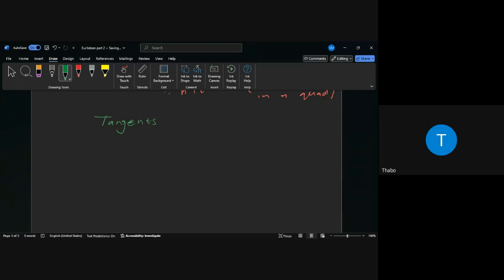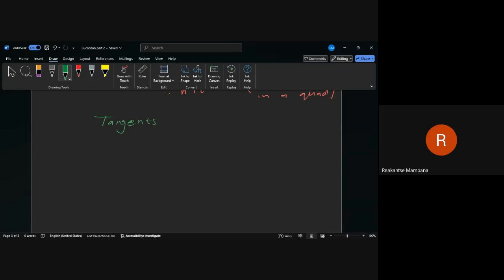So I asked the question, guys. What's a tangent? A line that touches the circle once. Can someone else answer? A line that touches the circumference only one time. Only one time. And where? Inside the circle, outside the circle.